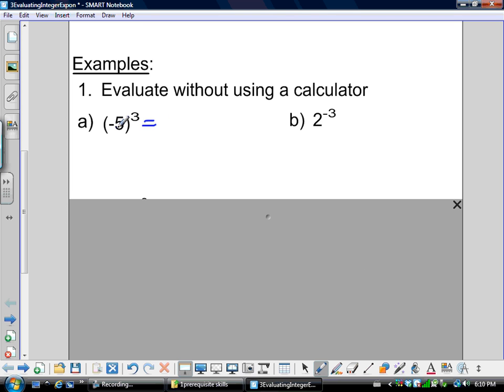So if I have negative 5 to the power of 3, that is negative 5, and it needs to be multiplied by itself 3 times because that's what the power says. So I have three negative numbers, so I know my final answer will be negative. 5 times 5 is 25, times another 5, 125.